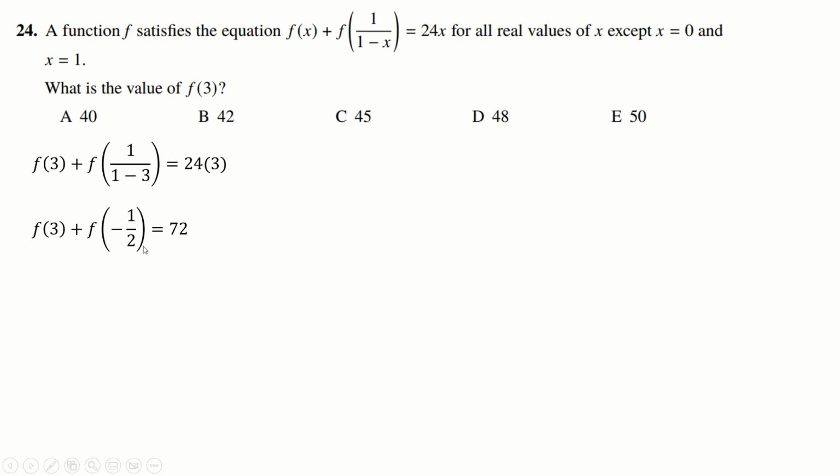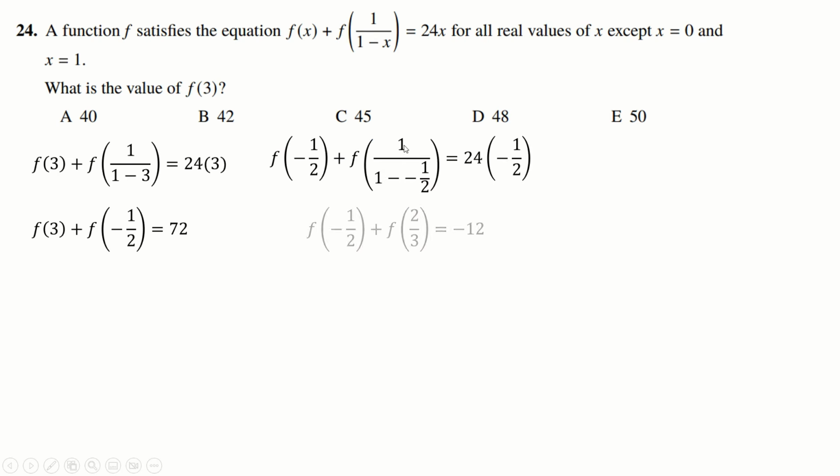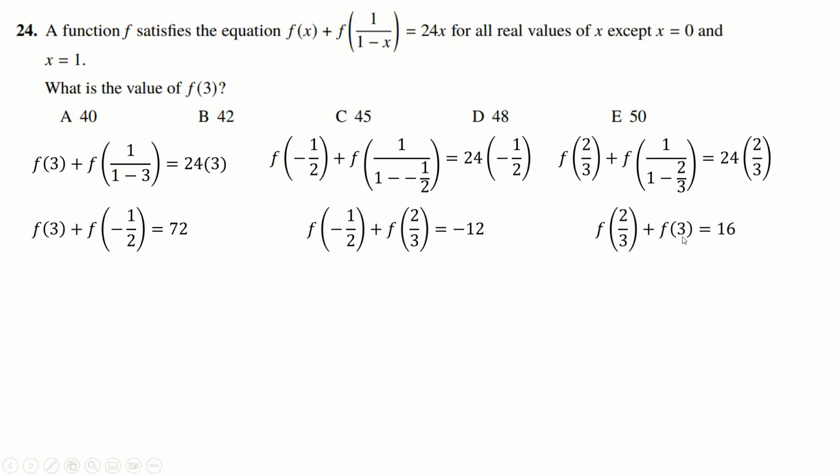But now what you do is you put in minus a half to the original thing. Now, it might not be obvious why that's helpful. It cleans up to this. But now what you do is you put in 2/3 into the original thing. And quite magically, when you put in 2/3 to the second function, it turns out to be 3. And so if we call f of 3 x, and f of minus a half y, and f of 2/3 z, we just end up with some super easy equations to solve here.